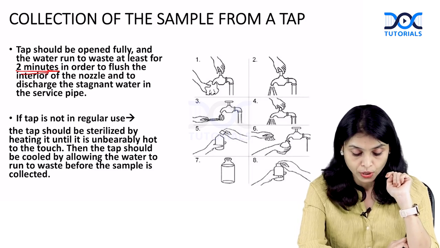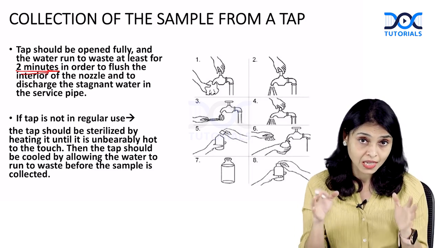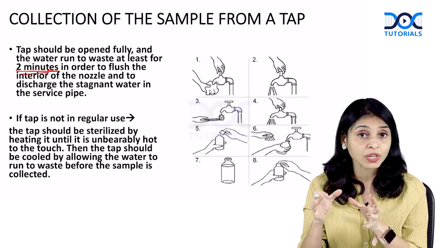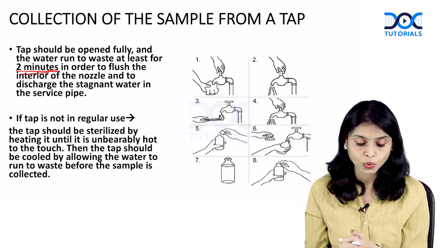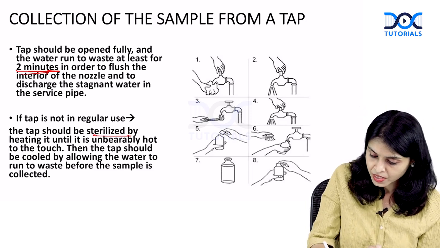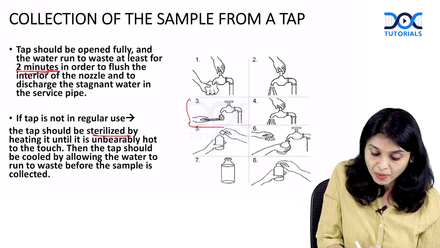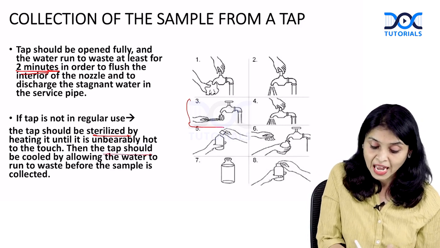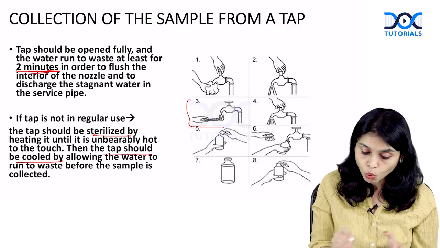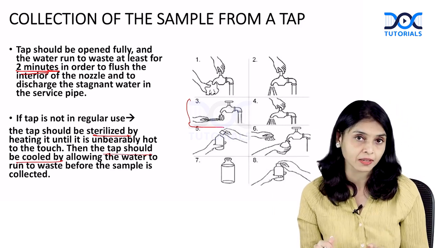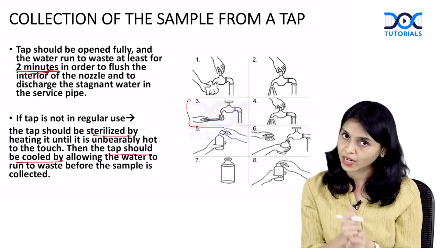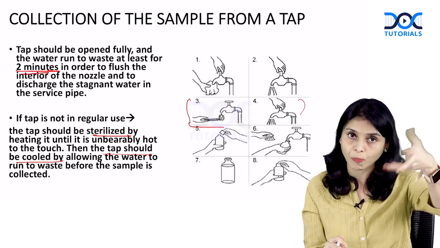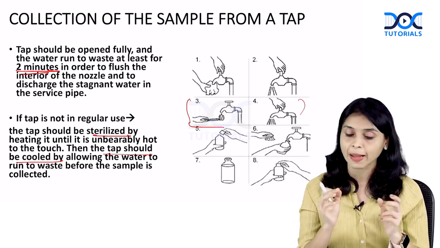Since we are getting questions on collection of water from a tap, let's see other MCQs as well. If the tap is not in regular use, the tap should be sterilized, because a lot of microorganisms might be there. It should be sterilized by heating it until it is unbearably hot, so that you won't be able to touch it. Then keep the tap open so that it will be cooled by allowing water to run to waste before the sample is collected. If it is in regular use, just open it for 2 minutes and then collect water. If it is not in use, then you have to sterilize it, like you see in this picture. Then you open it so that it will cool down. After that, you take the sample.